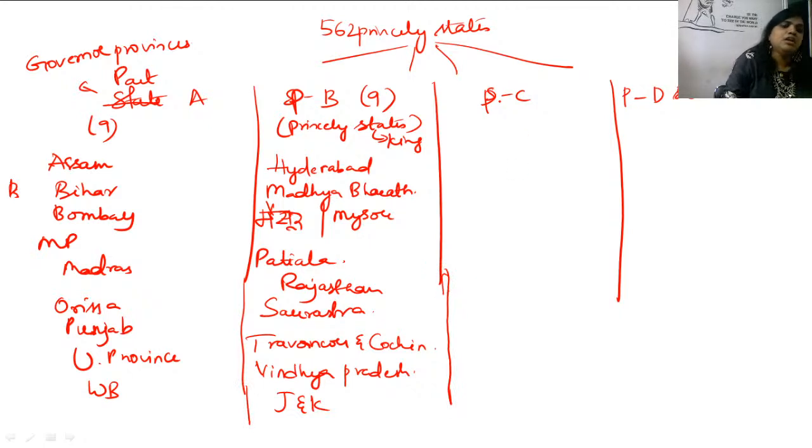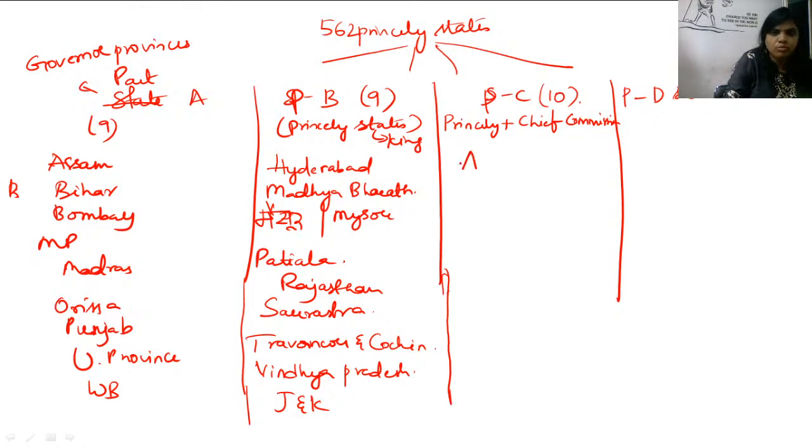Okay. Now we have Part C states, which are a total of 10. These Part C states are a combo. It's more like princely, plus you will have the chief commissioner also. Okay, it's a blended one. It's princely as well as the commissioner also will be there. The British one also will be there.